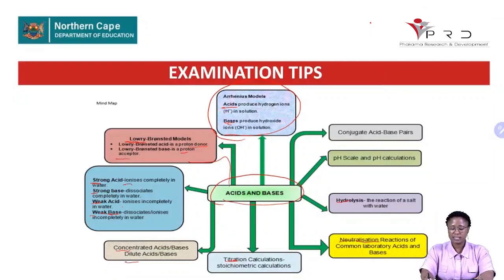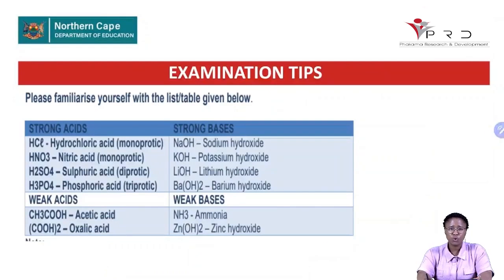And hydrolysis, remember, is the reaction of salt with water. Then the pH scale and the pH calculations, and which formula you must use when dealing with the pH calculation, as well as how to identify the conjugate acid-base pairs. Just drawing your mind map will assist you to see if what is in the exam guideline is actually outlined in your mind map. I hope the mind map is going to assist you.